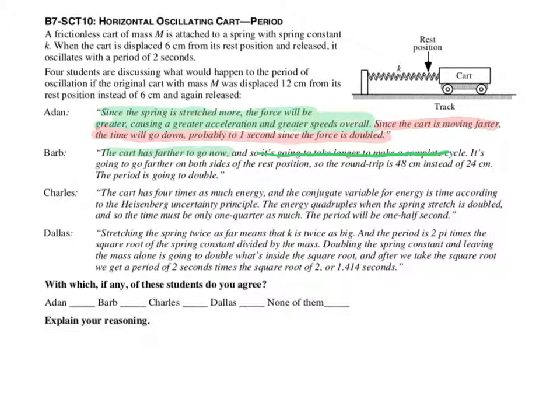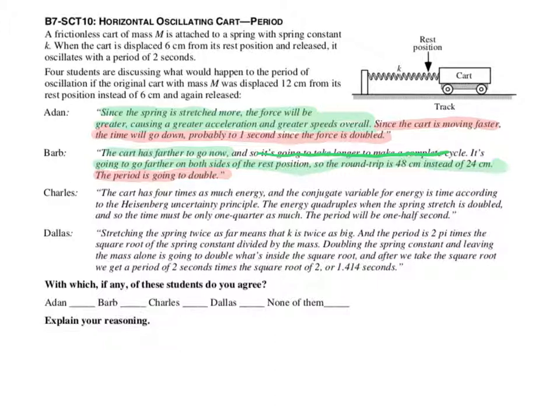We have to go back and look at the rest of her statement. It's going to be farther on both sides of the rest position. That's totally true. So the round trip is now 48 centimeters instead of 24 centimeters. So the period will double. While these statements are true, we have the same problem that we have with Aiden, which is that it does not necessarily mean that the period will double either, because the speeds are higher, so we don't have the interplay directly here.